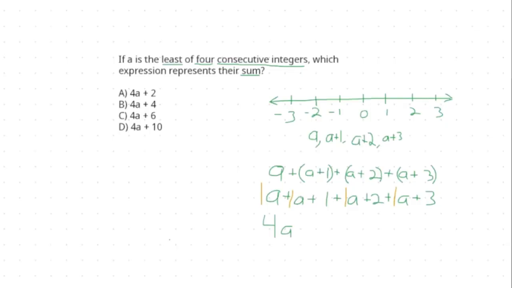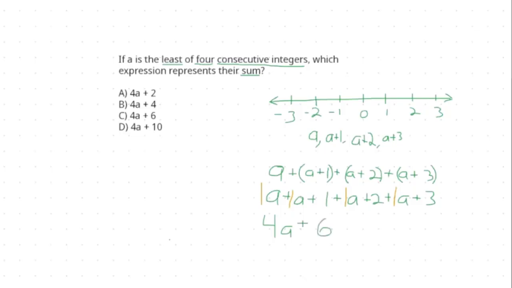Now let's go ahead and combine the other like terms. And these terms are just constant numbers. So we have a 1 here, a 2 here, and a 3 here. So we can add 1 plus 2 plus 3. So we know that 1 plus 2 is 3. And then if you add another 3, you get 6. So in total, we're actually adding 6.